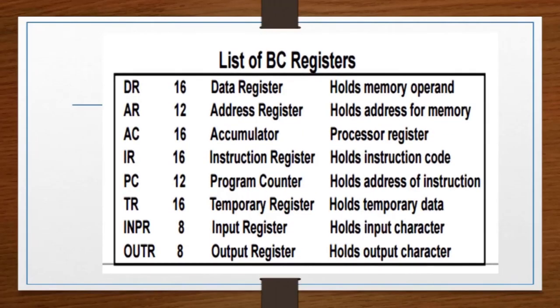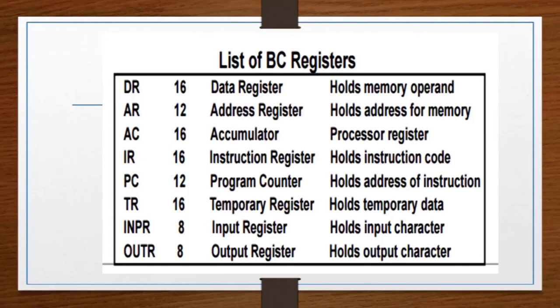Following is the list of BC registers, or basic computer registers. The first one is DR, a 16-bit register. It's a data register which holds the memory operand. Next one is the AR, or address register. It's 12-bit. It holds the address for memory. AC is 16-bit. It's the accumulator, the processor register. IR, or instruction register, has 16 bits, which holds the instruction code.